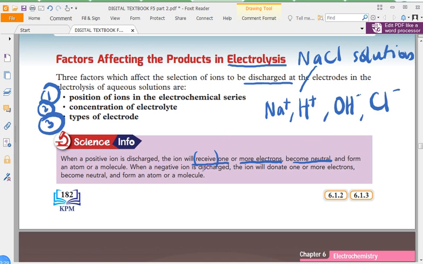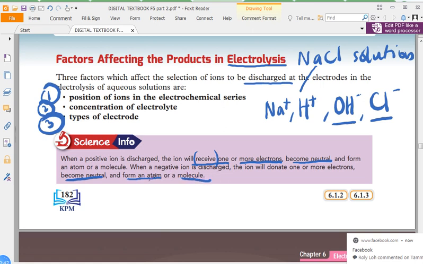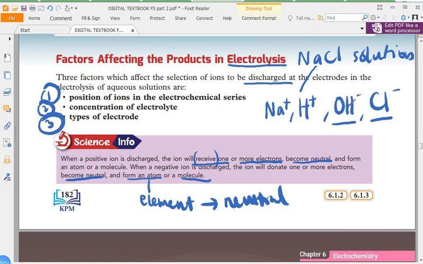While for a negative ion which is discharged, the ion will donate one or more electrons. They have too many electrons, and they are going to donate them to form a neutral atom or molecule. So the element they form later is neutral. You have to know that positive ions will accept electrons, and negative ions will release the extra electrons in their own ions.